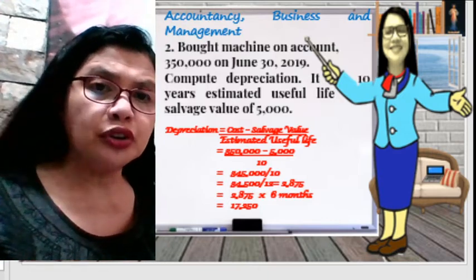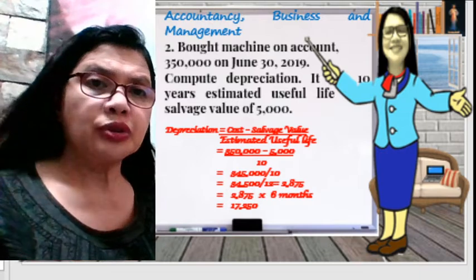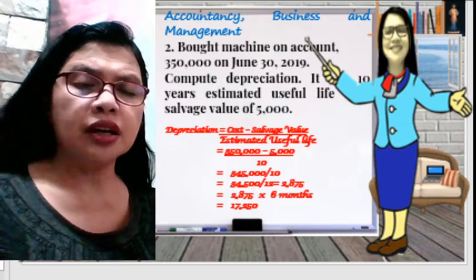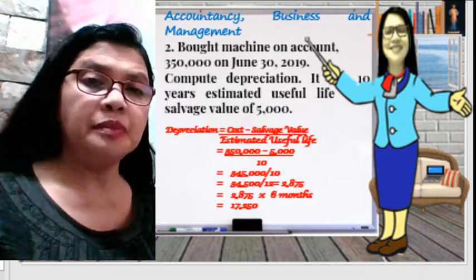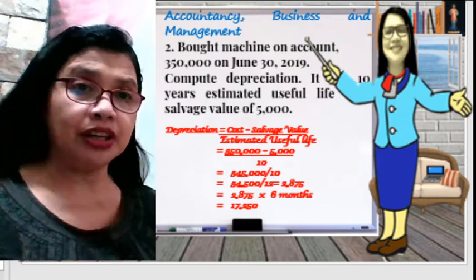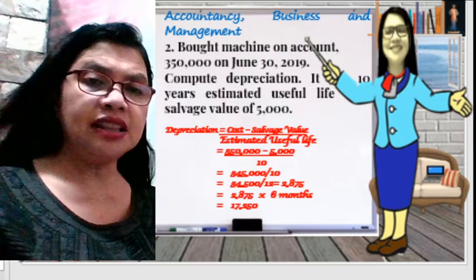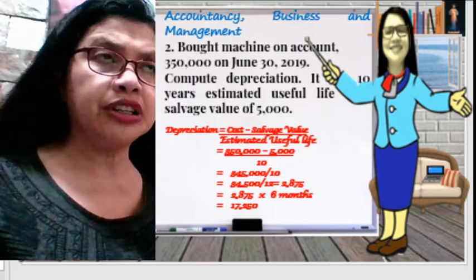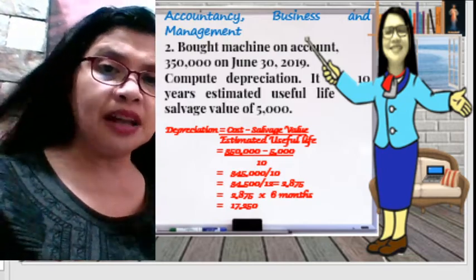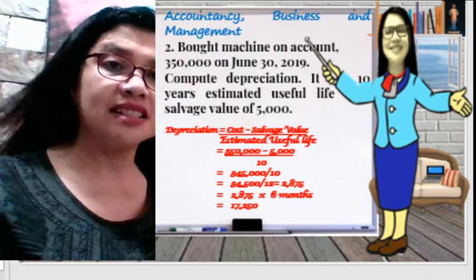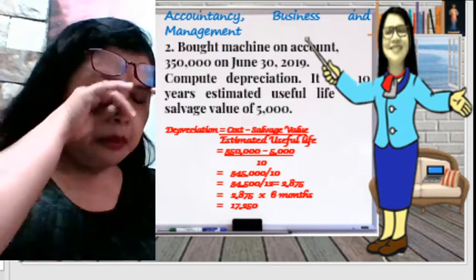Then we have to compute also for the depreciation. Transaction number two says he bought a machine on June 30. So we have to take note of the date. From June 30, or July 1 to December 31, is how many months? Yes, that is 6 months.